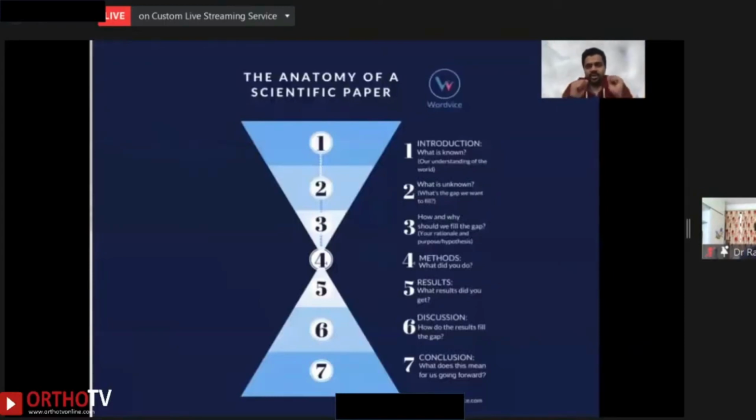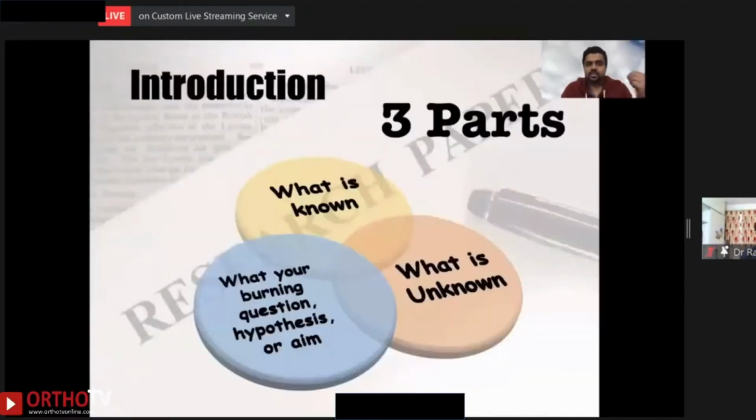So the overall geometry of the paper is like an hourglass, wherein the introduction and discussion will be broad, without much focus, taking references elsewhere. The core of the paper is the methodology and the results, which will be specific to a research paper. So let's start with introduction.